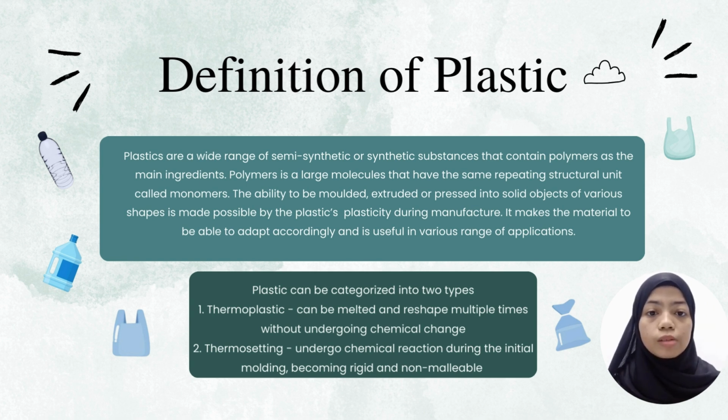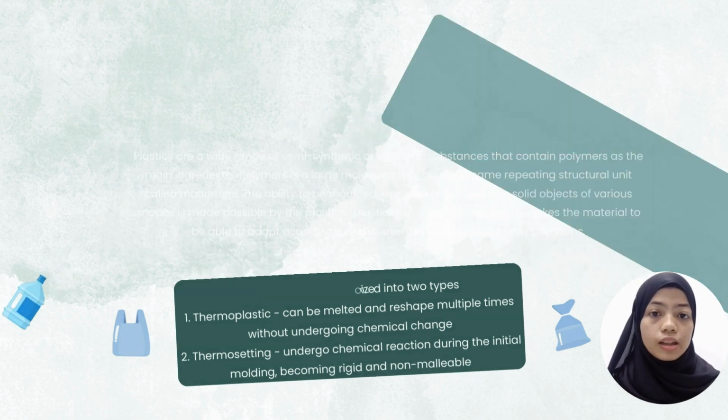Thermoplastic can be melted and reshaped multiple times without undergoing a chemical reaction. And thermoset undergoes a chemical reaction during the initial molding, becoming rigid and non-malleable.